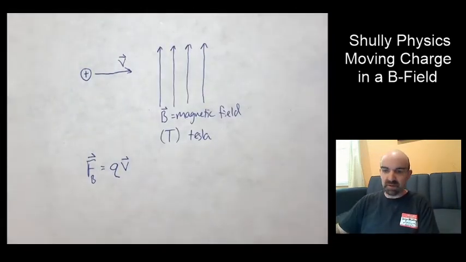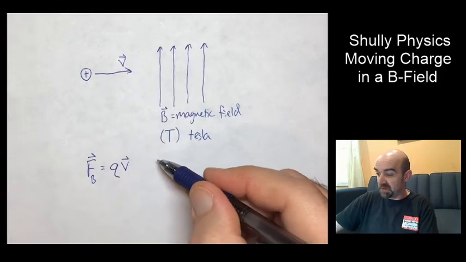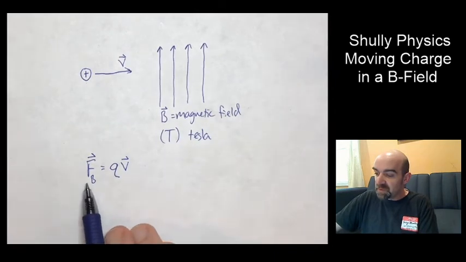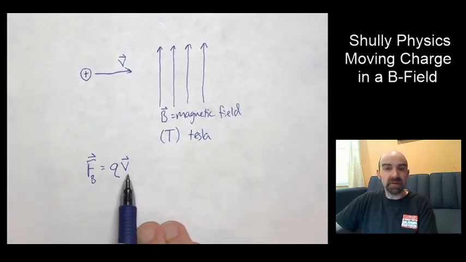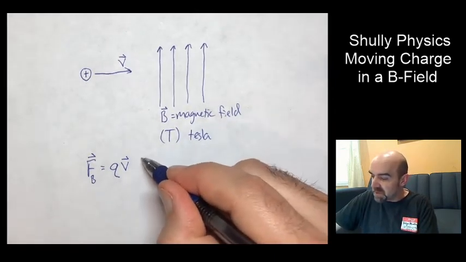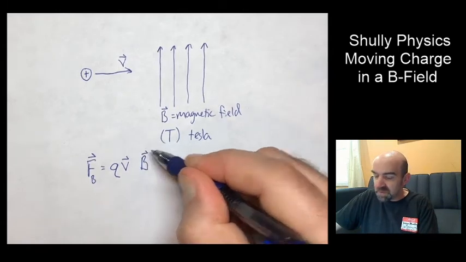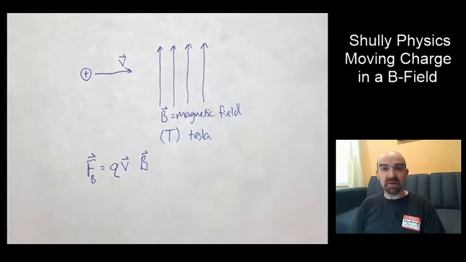Back to it, we've got the moving charge, it has velocity, and it passes through this magnetic field. So force should be proportional to charge, proportional to velocity, and also proportional to magnetic field. But the thing is, magnetic field and velocity are both vectors. They have direction. So we're multiplying these two together. How do they interact?